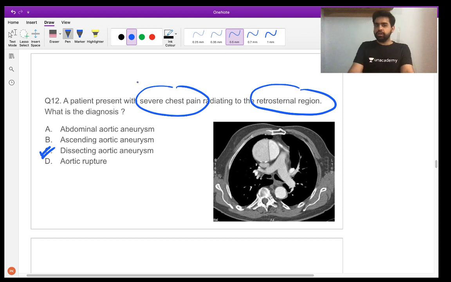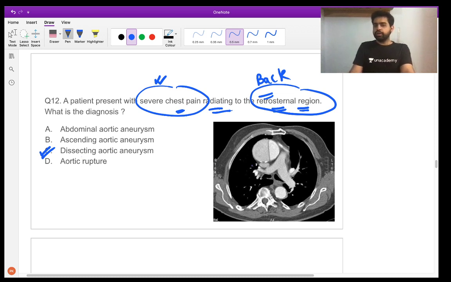Now, what happens here? What the question is saying is that the patient is having a severe chest pain. No doubt, he will never have an abdominal aortic aneurysm. Then, what else? Severe chest pain radiating to the back. So if this particular scenario is given, severe chest pain radiating to the back, then the answer to this question, no doubt, is dissecting aortic aneurysm.